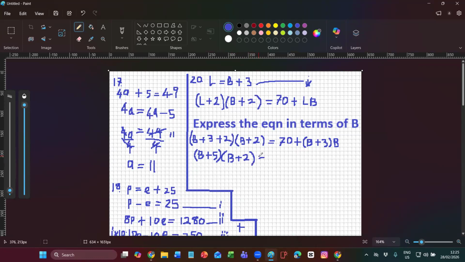b plus 5 times b plus 2 equals 70 plus b squared. Now, I'm sure you can see why it is b squared, because this b outside will multiply the 1 inside, isn't it? Yes, sir. So that's going to be b squared plus what? 3b. See that?